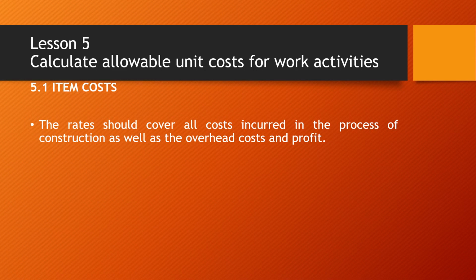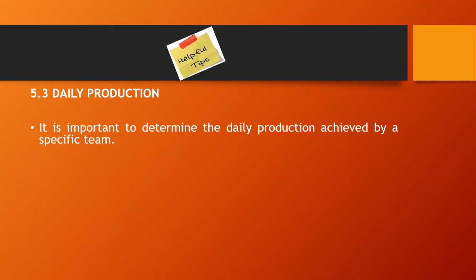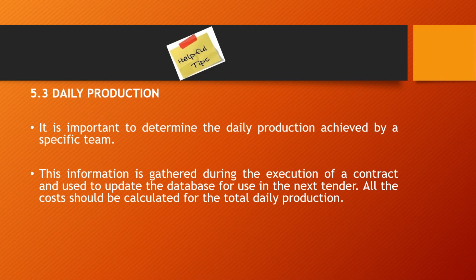Now, a rate should cover all costs incurred in the process of construction as well as overhead costs and profit. The units of measurement are prescribed in a guide for determining and using quantities for civil engineering construction contracts. Okay, this is what I wanted to get to. One of the most important things when you're building up a rate is something called daily production. It is so important. What is daily production?